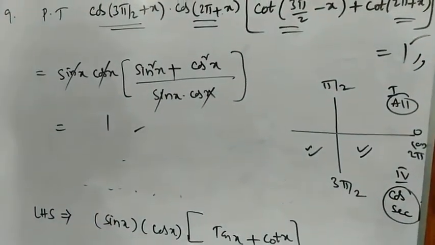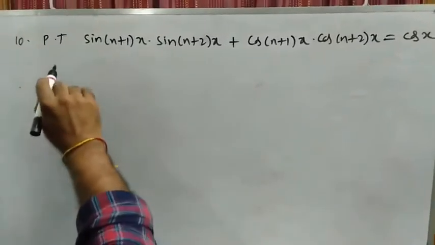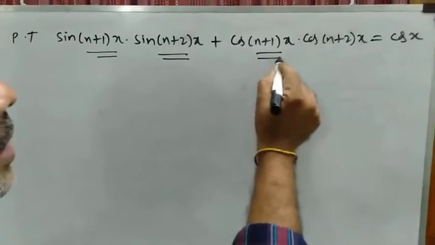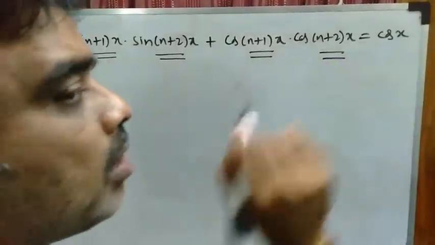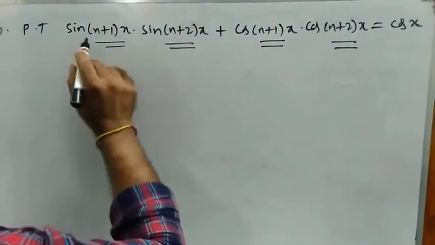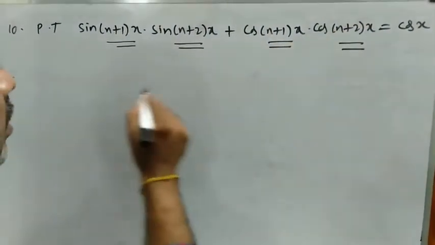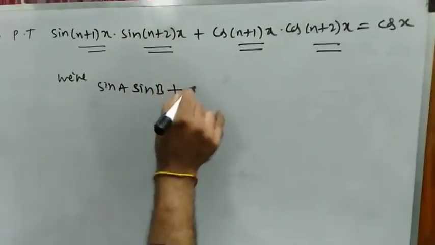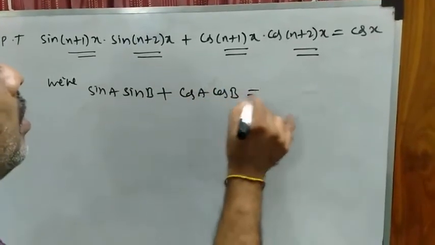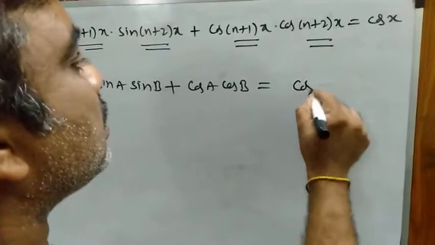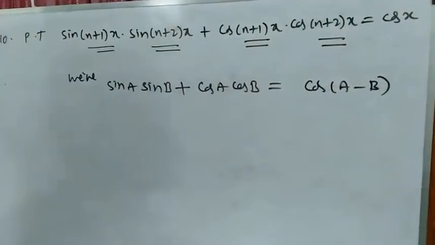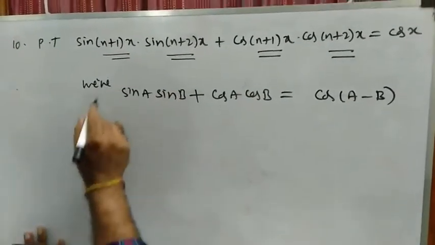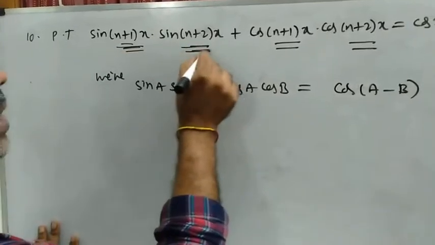which is the RHS. Now see problem number 10: prove that sin(n+1)x sin(n+2)x plus cos(n+1)x cos(n+2)x is equal to cos x. Here you can observe sin A sin B plus cos A cos B. We have the formula cos(A − B) is cos A cos B plus sin A sin B. Here A is equal to (n+1)x, and B is equal to (n+2)x.